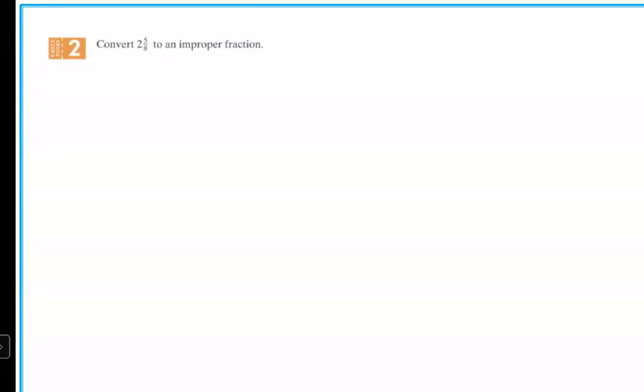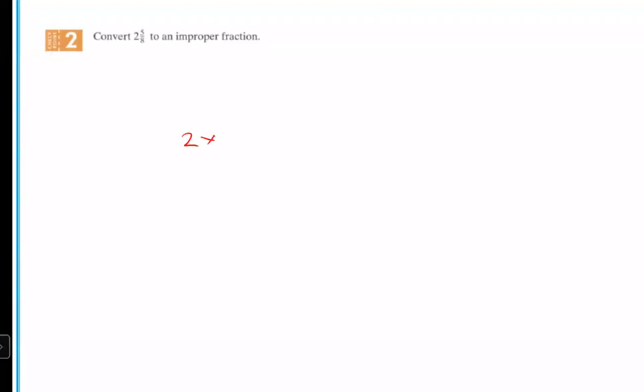Somebody want to tell me what the answer is? No, let me call a name. Fabian, La Rochelle, could you tell me how you're going to change this to an improper fraction? 2 5/8? 2 times 8 is 16. Then you're going to add 5 to 16, which will be 21 over 8. Okay, so that's over 8. All right, so that's 21 over 8.